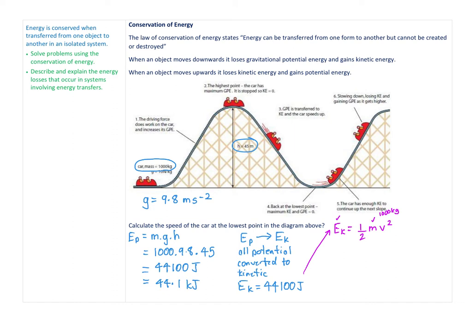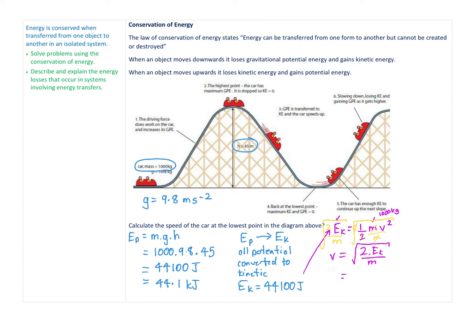So to do that, we need to get rid of the 2 on the bottom, so I'm going to times both sides by 2. And then I want to get rid of the m on the bottom here, so I divide that side by m and they cancel. So I've got to divide this side by m as well. And then I've got v squared. So if I take the square root of both sides, that will get me back to v. So after I do all that, I get left with v equals the square root of 2 times the kinetic energy divided by the mass.